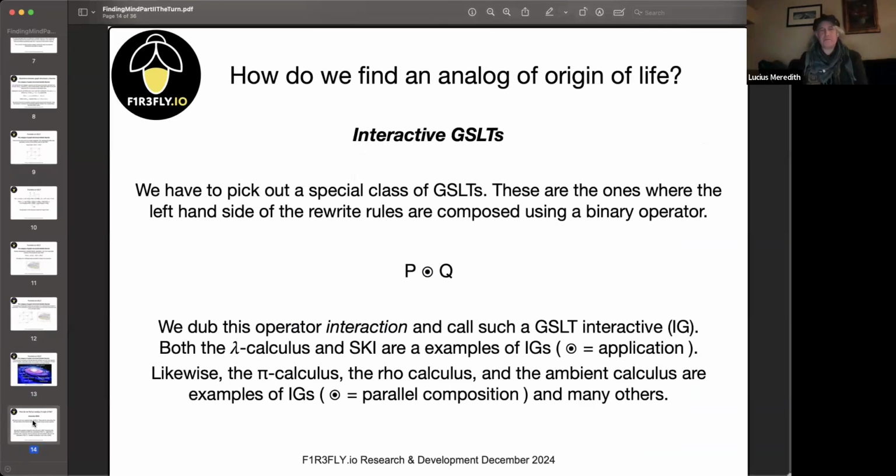I'm going to have to move somewhat quickly because we've only got 19 minutes left. So we have to pick out a special class of GSLTs, which we call the interactive GSLTs, to start talking about life.